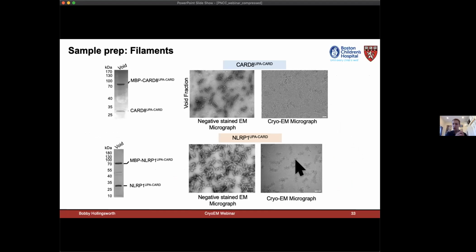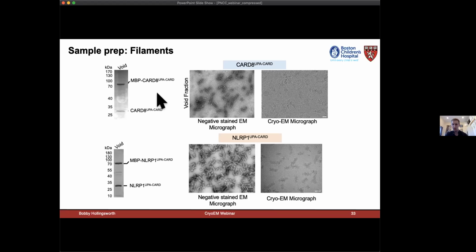So for us, after optimizing these cleavage conditions, we would put the cleaved protein onto size exclusion to purify out remaining proteases and the tag, and we'd recover the filaments in the void fraction of a size exclusion column. And we found that despite our best efforts, we would never get complete cleavage of the MVP tag, which is what we used to purify this protein.